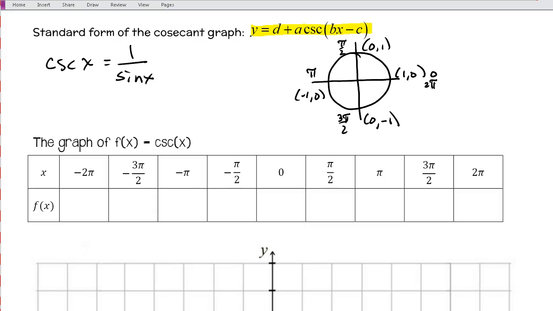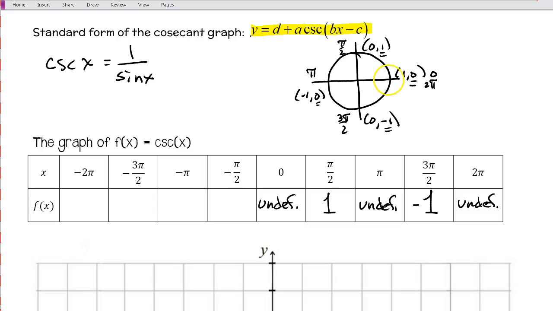So again, we're looking at the y coordinates now. At 0, the y coordinate is 0. So that means when we take the reciprocal, our value will be undefined. In a similar manner to graphing secant, anytime we have an undefined value, that's where we're going to have an asymptote. At pi over 2, the sine is 1, so the cosecant will also be 1. At pi, the sine is 0, so the cosecant will be undefined. At 3 pi over 2, I have negative 1, so the cosecant will also be negative 1. And then back at 2 pi, I've got 0, the reciprocal of which is undefined.